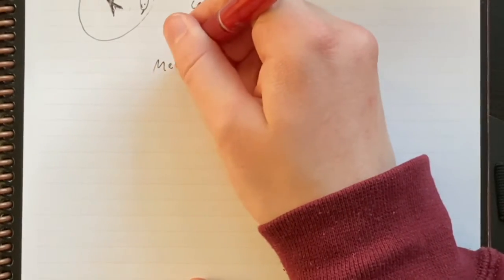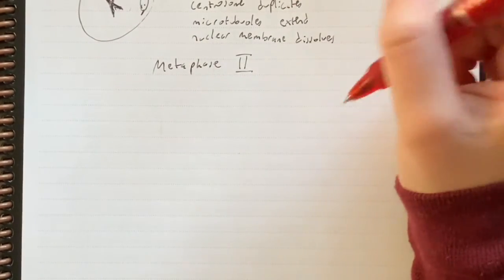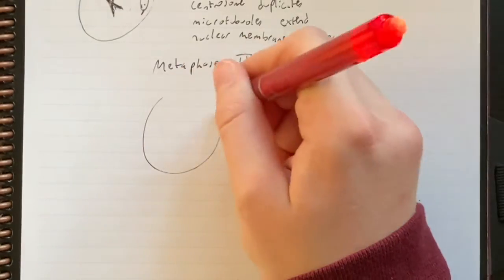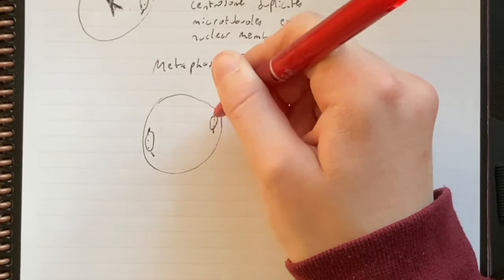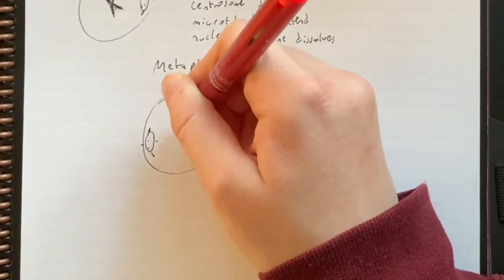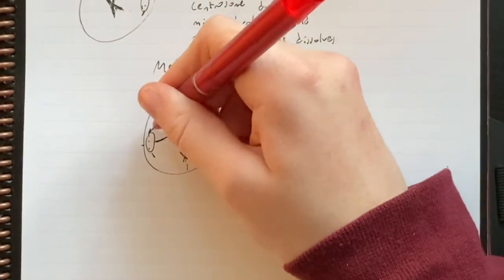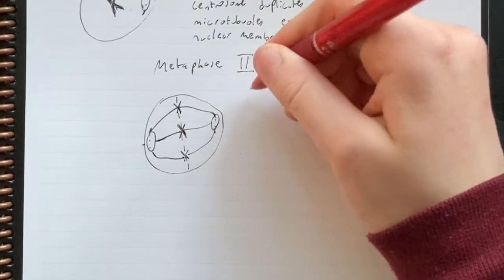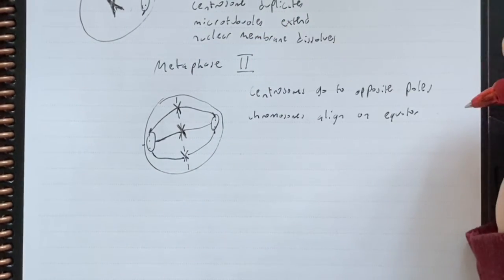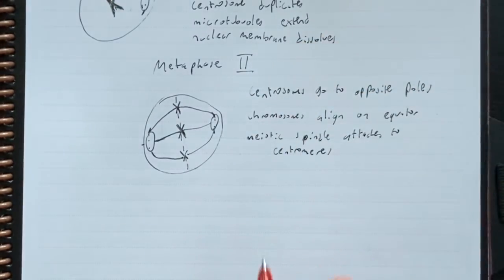Now on to the second step, Metaphase II. Remember, prophase is basically getting everything ready. Metaphase is getting it to place. So the centrosomes are going to go to the opposite sides, opposite poles, and the chromosomes are going to align along the equator of the cell. And then the meiotic spindle, the microtubules, would attach to the centromeres. Alright, centrosomes go to opposite poles. Chromosomes align on equator. And the meiotic spindle attaches to the centromeres. Perfect. Everything is in its place.